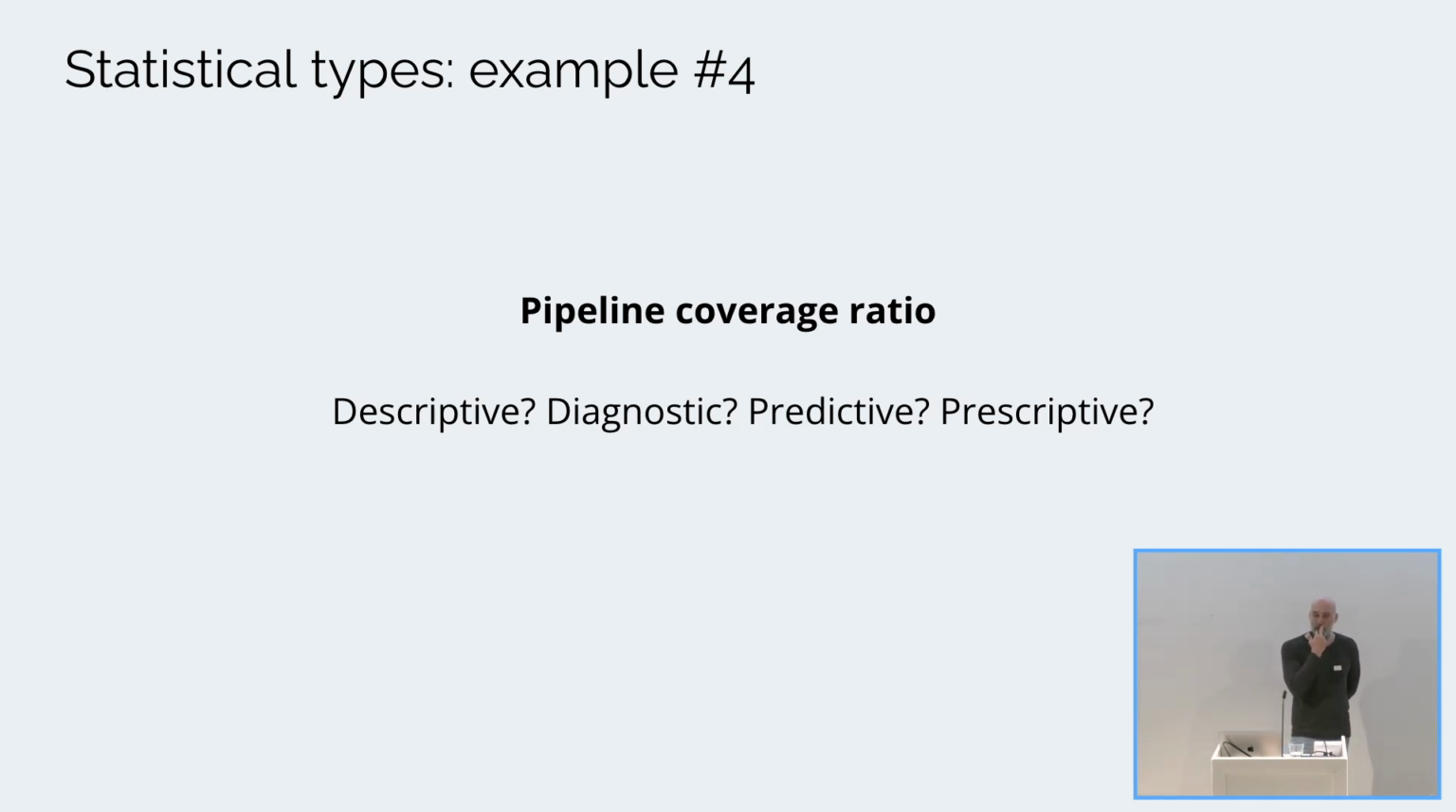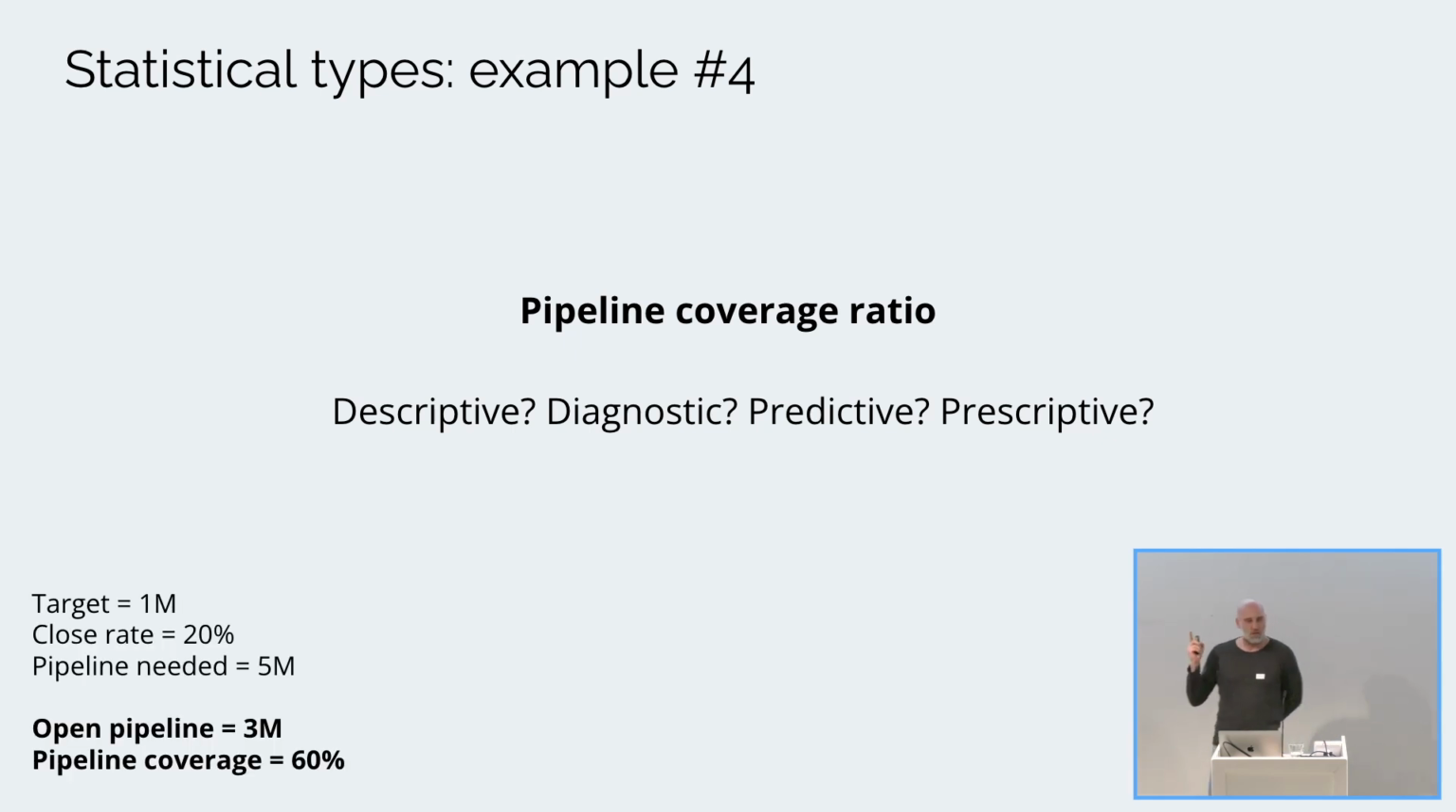And pipeline coverage ratio. This is the last one, by the way. Does anybody know what I'm talking about with pipeline coverage ratio? Predictive. Yeah. No? Okay, let's start with that one. Let's assume you have a target of 1 million, and you know that your close rate is 20%. That means you need a pipeline of 5 million to hit your target. But if your open pipeline is currently 3 million, then you only have a pipeline coverage of 60%, right? So that means we need 2 million more in the pipeline, and that means we need to talk to marketing probably and turn up the gas.